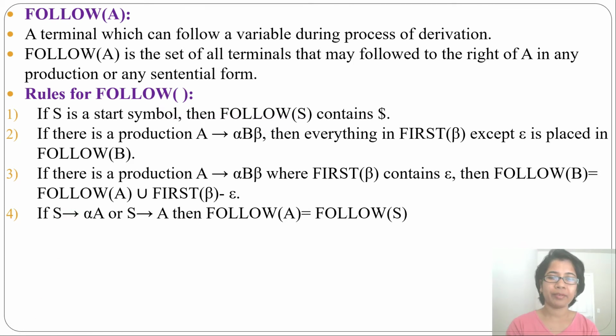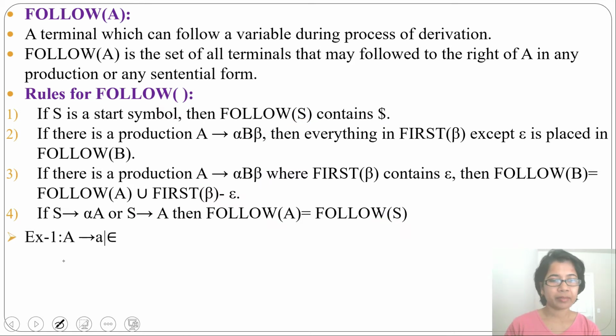First rule, for the start symbol, follow of S will be dollar. Then follow of B will be first of beta. If first of beta contains epsilon, then follow of B will be follow of A. Then if S derives A, then follow of A will be follow of S.